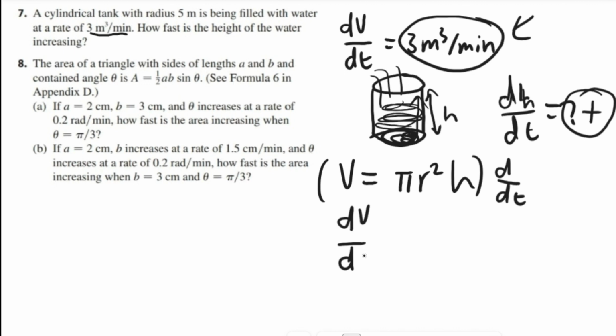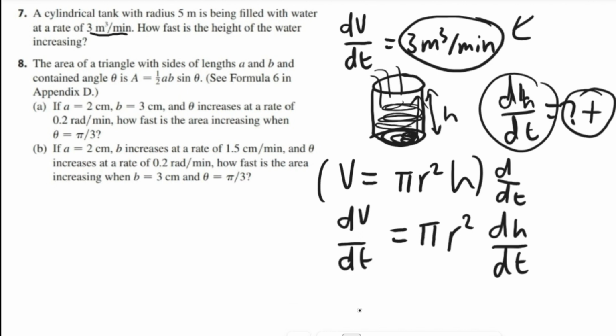dV/dt equals, this one is a constant, pi r squared is a constant. We take it out, leave it alone, pi r squared. Differentiate h to the power of 1 with respect to time, you get dh/dt. Okay, now it's just a matter of plugging in and simplifying, and so solve for what you are looking for. You are looking for dh/dt, right? Let's do that.